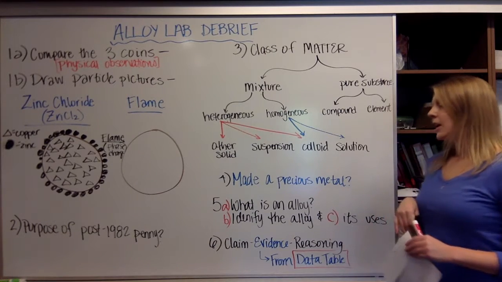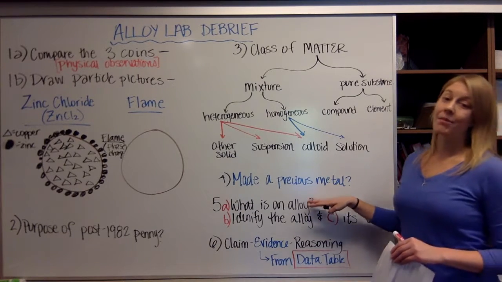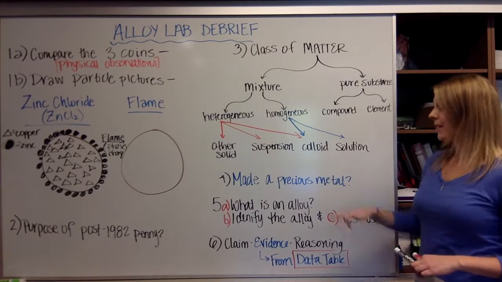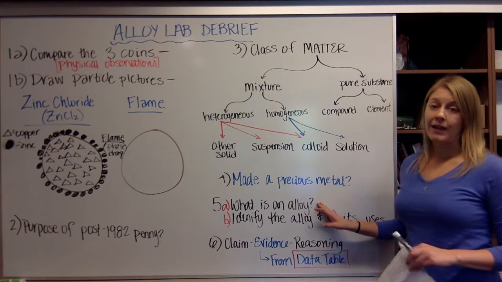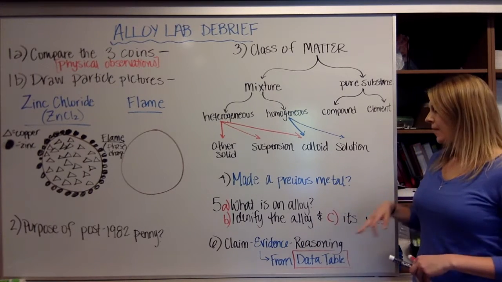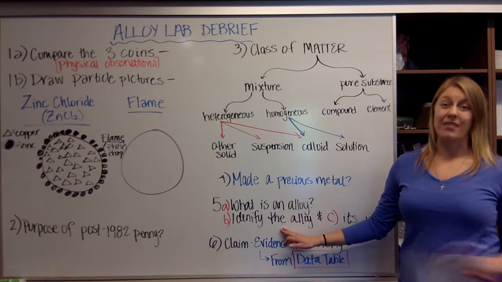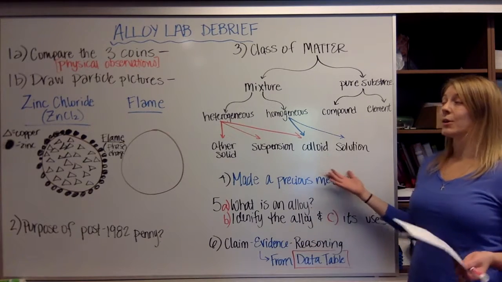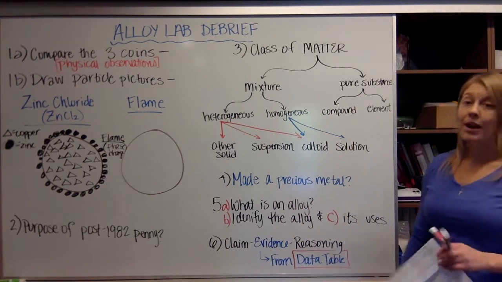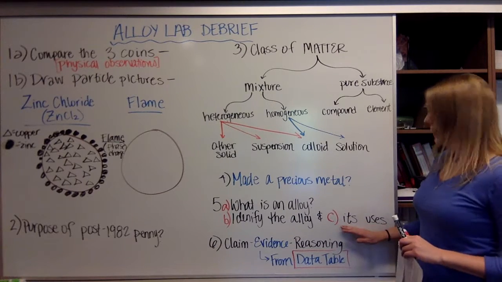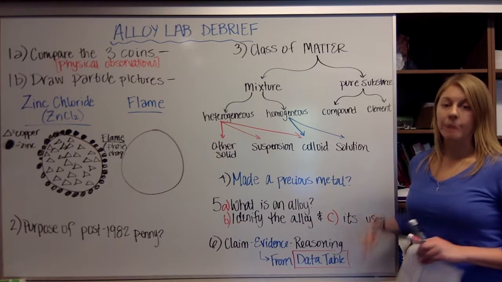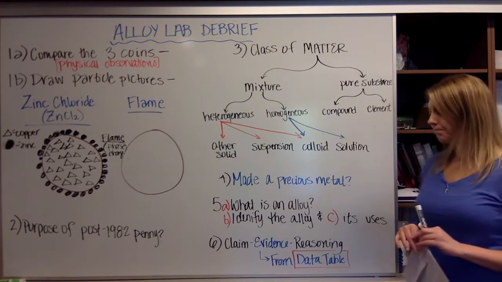Number 5 is again one of those that I'm going to let you look up on your own, because it's asking you to define an alloy, which is easy enough to look up. To identify the alloy, which is again easy enough to look up. What alloy do we make with copper and zinc, okay? And what are the uses of this alloy? All very easy to look up.